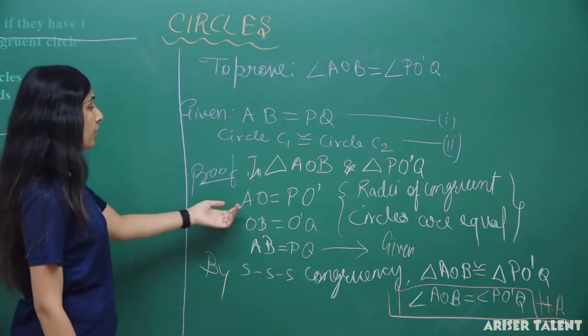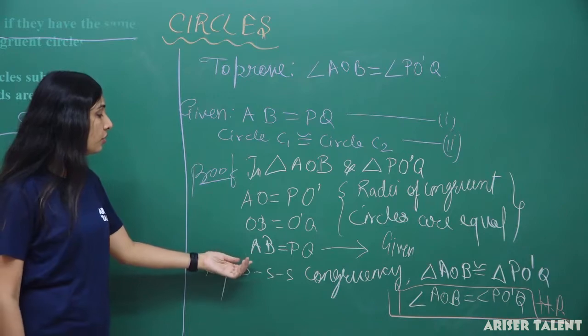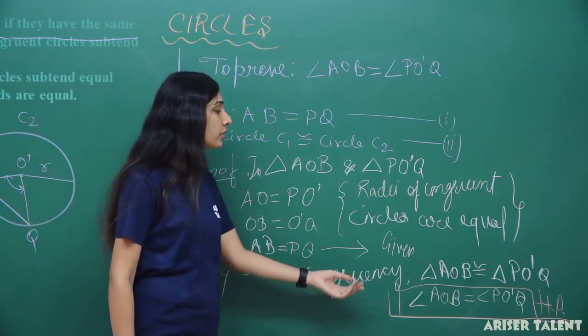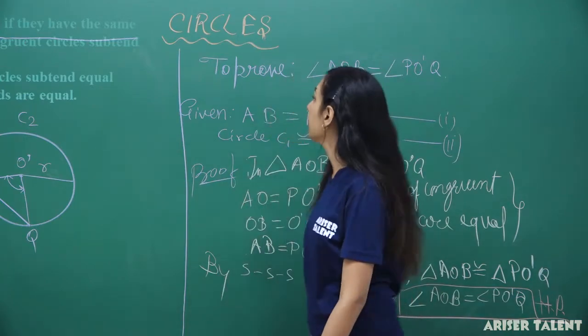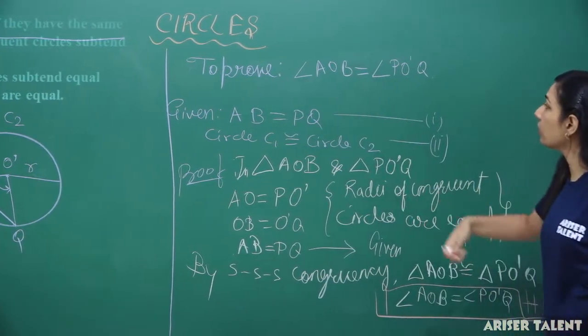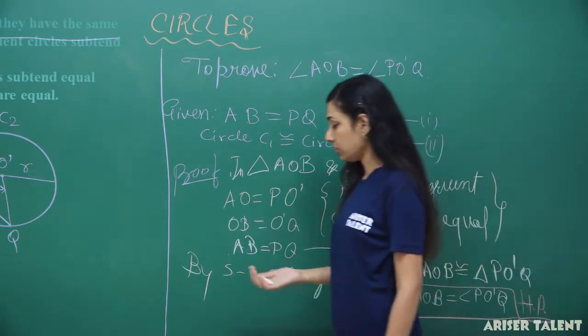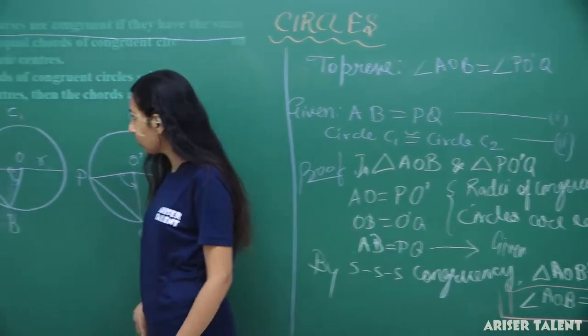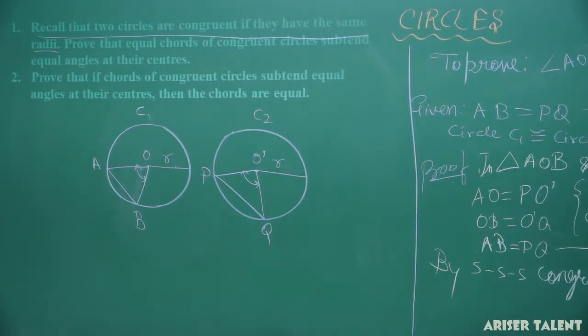Okay, so AO equals PO dash, BO equals OB equals O dash Q, AB equals PQ, by SSS congruency. These two triangles are equal, so the angles will be equal, and that is what you have to prove: angle AOB equals angle PO dash Q. Understood? Now what are you waiting for? Note it. We'll move towards the next question afterwards. Noted? Okay.